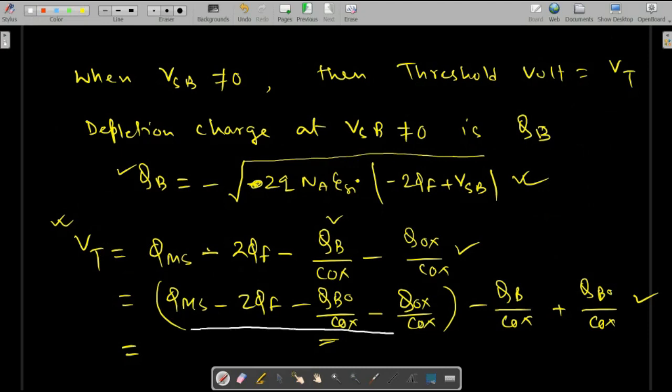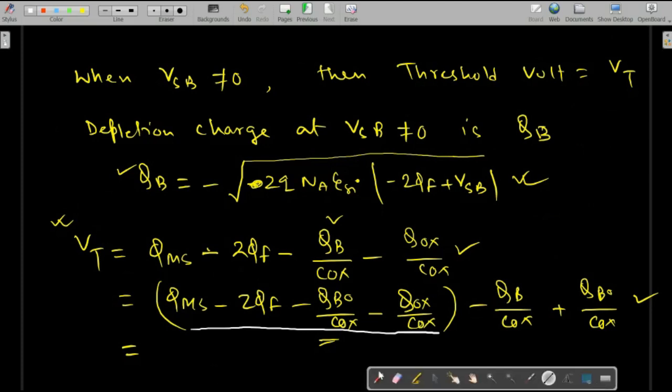What is this? Vt0. So this term is Vt0 minus the second term, I am writing in this way, QB minus QB0 by COX. Okay, Vt0 minus QB0 by COX. So now we are going to calculate the second term, QB minus QB0 by COX, separately. Okay, so let us see.